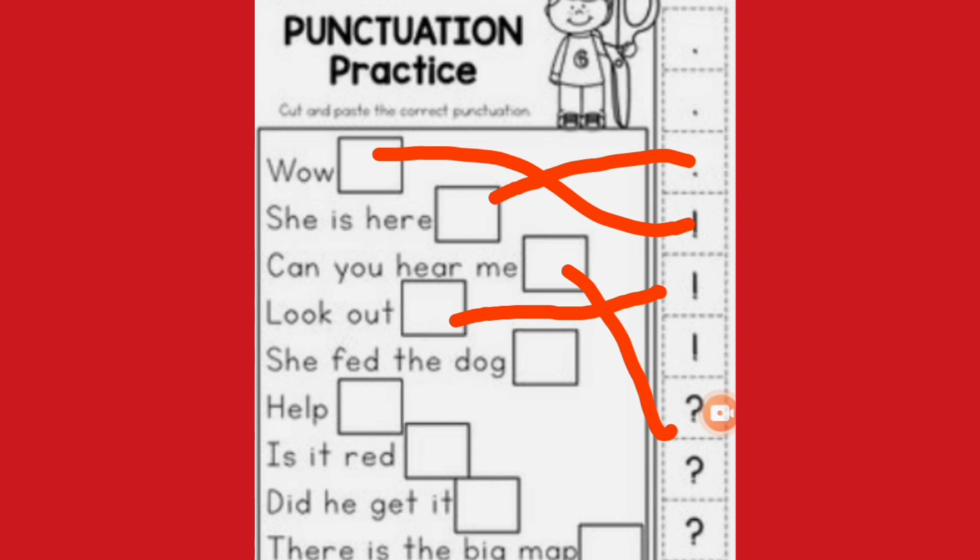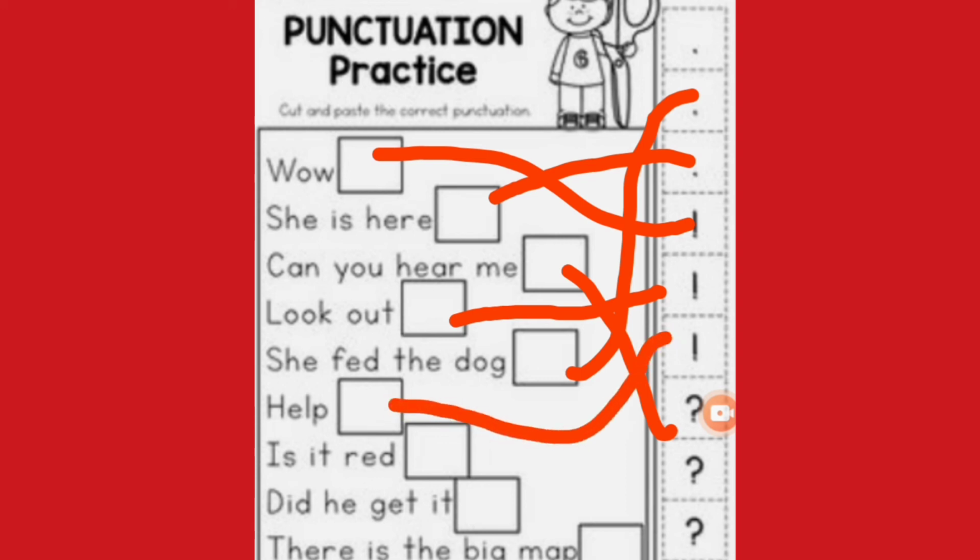Next one is, she fed the dog. She fed the dog. It's a common sentence, a simple sentence. So we will just put a full stop here. Next one is, help, help. So here someone is calling for help. So it's an exclamation sentence. So we will put an exclamation mark here.